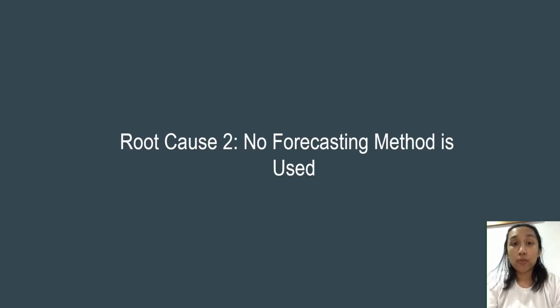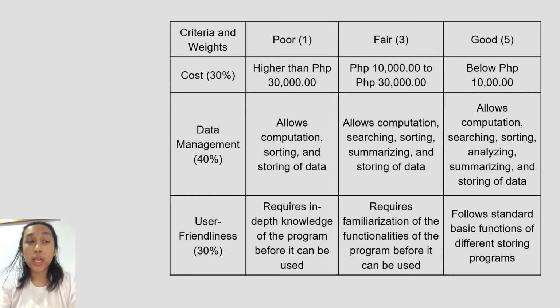Now, we have root cause 2, no forecasting method is used. Now, this is the criteria selection table which is given in the case study. As mentioned, it was created by the management to evaluate the alternatives for their decision.